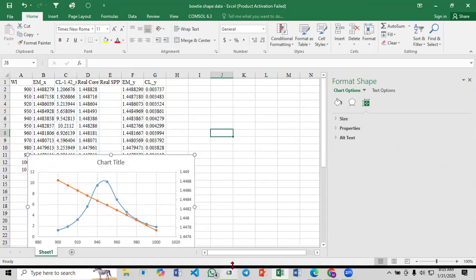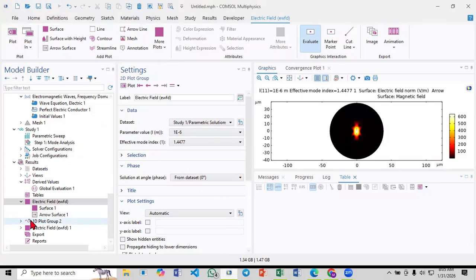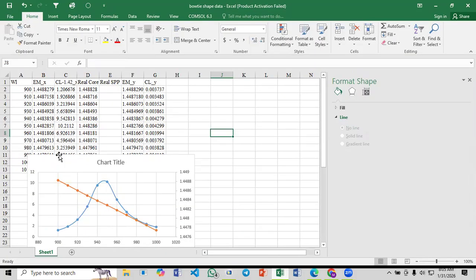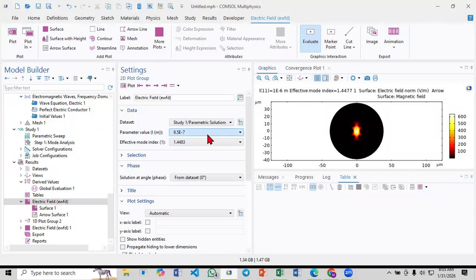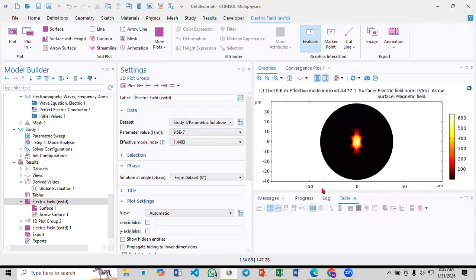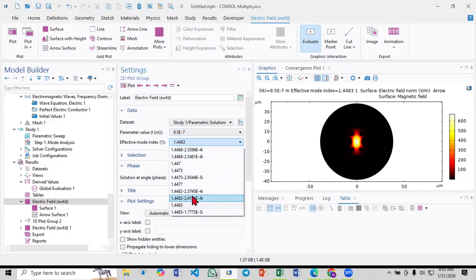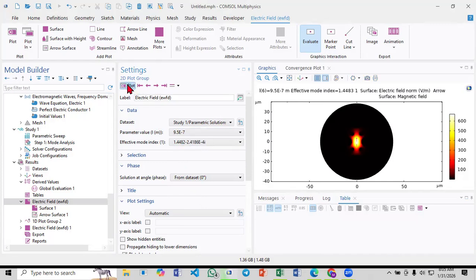For that, I have to go to the model, and what's the easiest way? Actually 950 is the resonance wavelength. So the easiest way is to find out the SPP mode for the core. Sorry, the resonance wavelength is the easiest way. So for 950, we have to find out the resonance wavelength for the core mode.